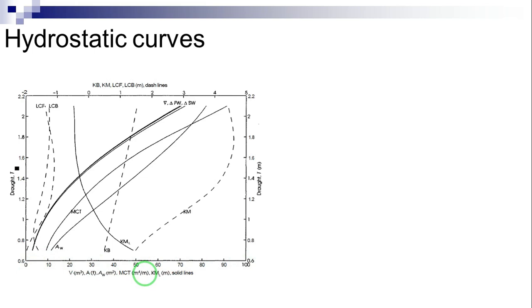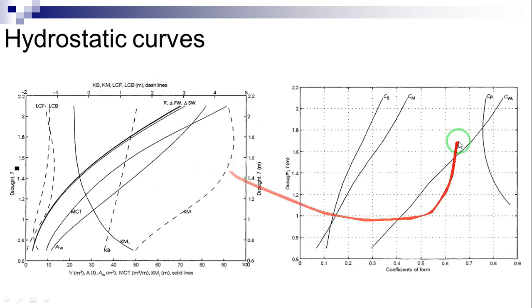The vertical center of buoyancy, KB, the transverse metacenter above K, KM, the longitudinal center of flotation, LCF, and the longitudinal center of buoyancy, LCB, are measured along the upper scale, graduated from -2 to 5 meters. To simplify things, we plot the coefficients of form CB, CM, CP, and CWL in another graph shown in this figure. Let us return to the volume and displacement values represented in hydrostatic curves.